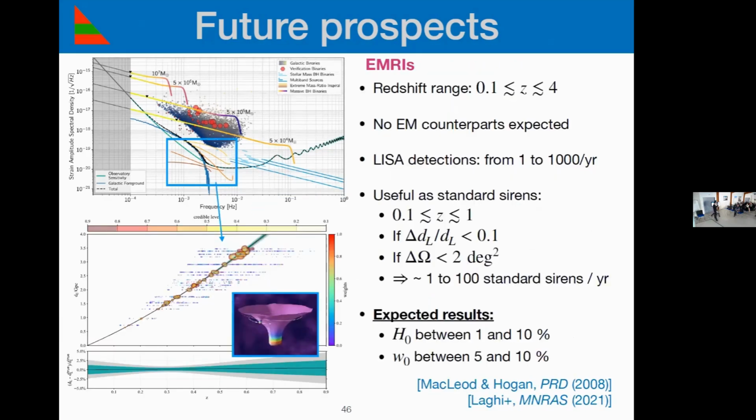Another source, very important, is EMRIs. So EMRIs are quite interesting. You can detect them up to redshift 4.